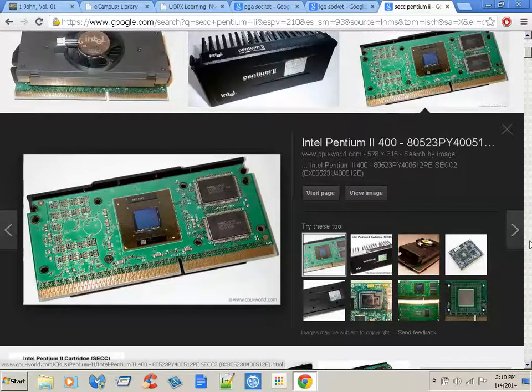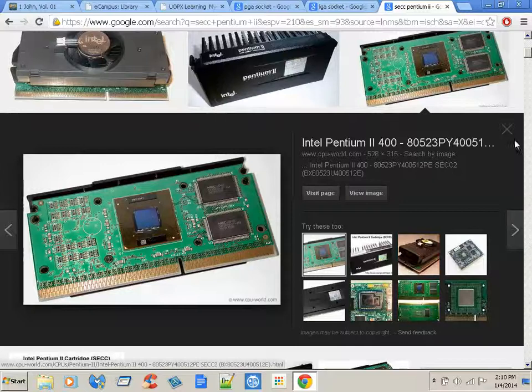Going into Google here, we can see what they called an SECC in earlier processors like the Pentium 2. It was more like an expansion card. You would just put it into a slot instead of a socket, and so you can see that older style there. But that didn't last very long, and they went back to socket again.